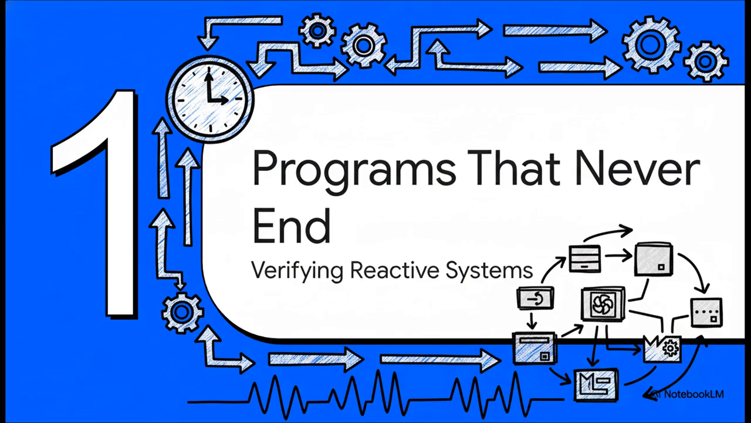Right, so these non-stop programs, computer scientists call them reactive systems. And you interact with them all the time. Think device drivers, network servers, even the controller for an industrial robot. They're just stuck in this constant loop. Wait, react, update. And that means checking if they work correctly isn't about looking at some final answer. It's about checking their entire, literally infinite behavior.